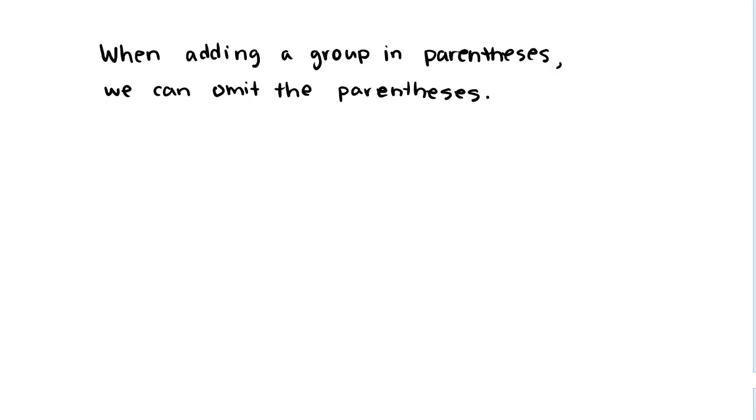So when we've got an expression where there's a group in parentheses that's being added, we can typically omit or drop those parentheses. For example, if I have 10 plus the quantity 5 minus 2, what does this look like when we compute it the normal way? This would be 10 plus, and we would do the parentheses first, computing what's inside the parentheses to give us 3. So this would be 10 plus 3, which is 13.